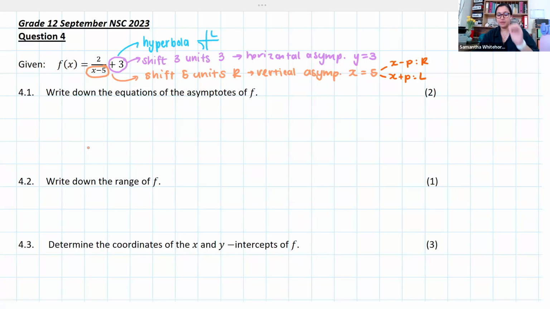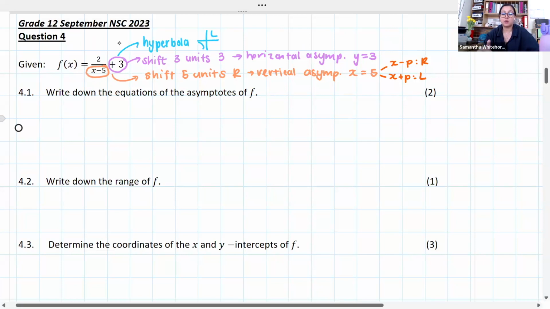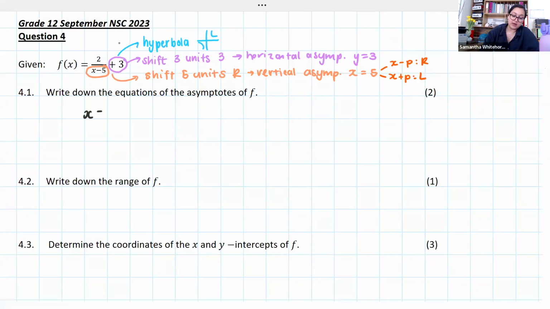So 4.1 says write down the equations of the asymptotes of f. We've already done that because you took 30 seconds to break down what was happening. You already know that the asymptotes are at x equals 5 and at y equals 3. That's all you need to do. Two asymptote equations done, no problem.